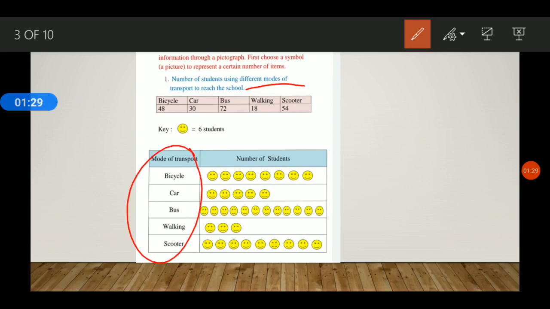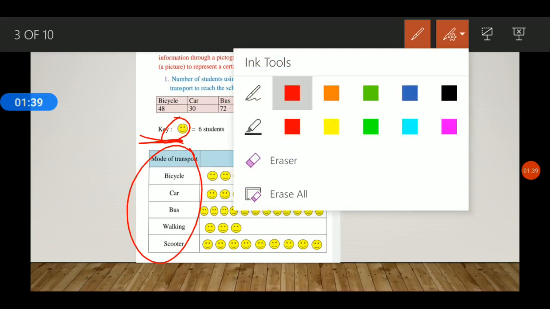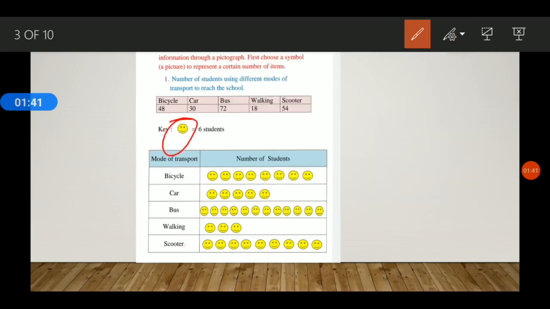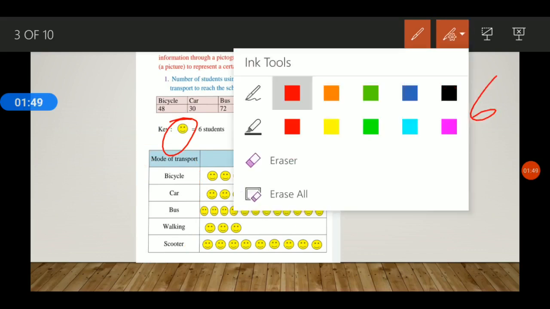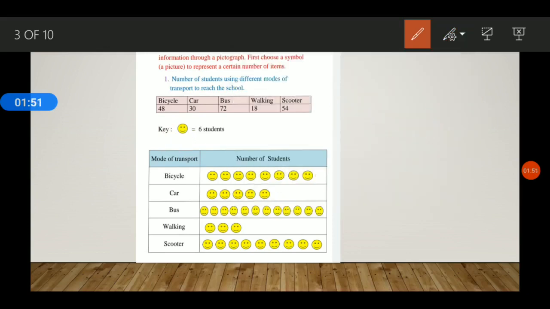The third step is we will write the scale or key. In the key we will represent a picture. Here the key picture is a smiley. This one smiley represents 6 students. So now step 4, we will draw the pictures.